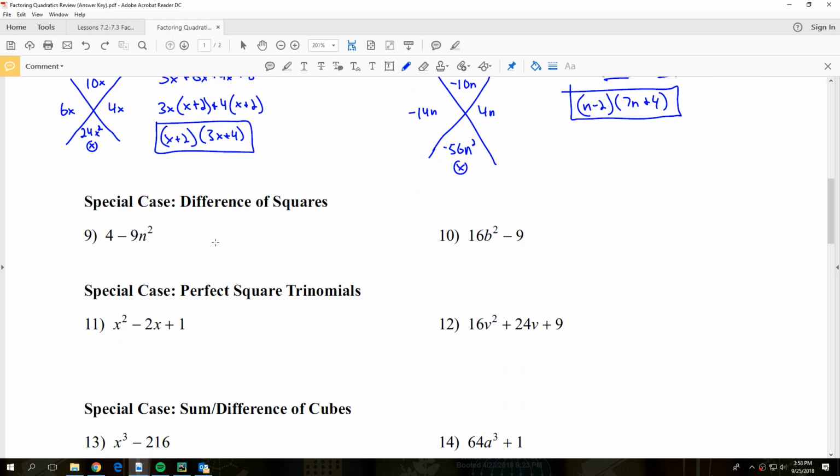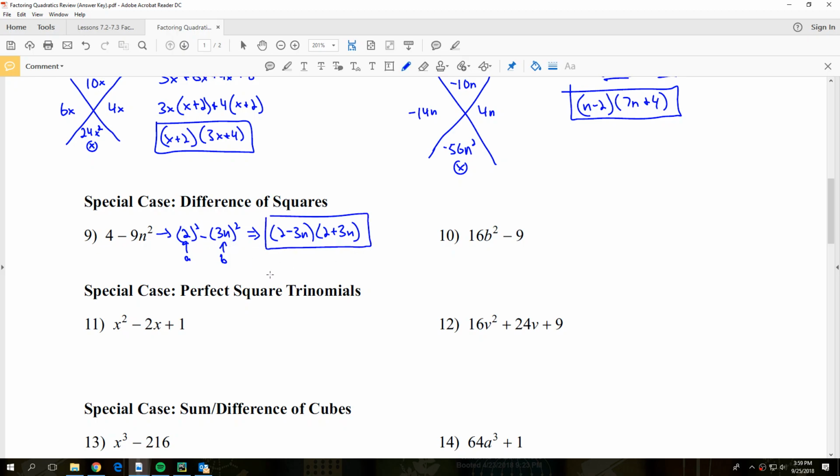Let's go to our two problems here. A lot of times I'll rewrite these as a squared minus b squared. What do I mean by that? Well, 4 could be rewritten as 2 squared, so 2 would be your a. Minus, well, how could I rewrite 9n squared? That's the same thing as 3n squared, and this would be your b. Now I have a difference of squares, so this becomes 2 minus 3n, which is a minus b, times 2 plus 3n. There we go, all done.